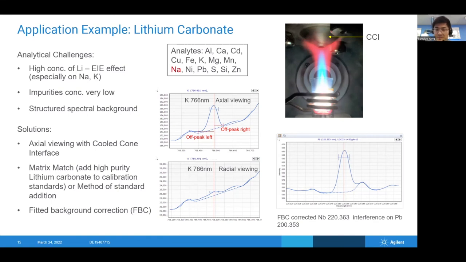For example, here, we can see that the FBC correctly modeled the interference of niobium on the lead 200 nanometer line. And if we compare these two graphs, first of all, you can see axial viewing gives you much better sensitivity, a bigger signal. Second of all, at the same time, the FBC does a much better job of correcting the background than the off-peak left or the off-peak right, because these are biased.